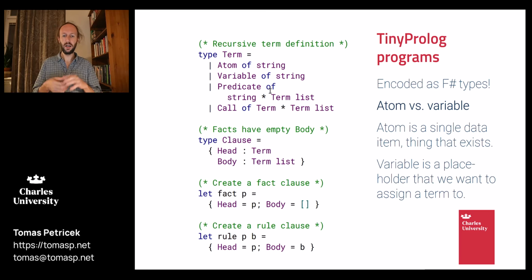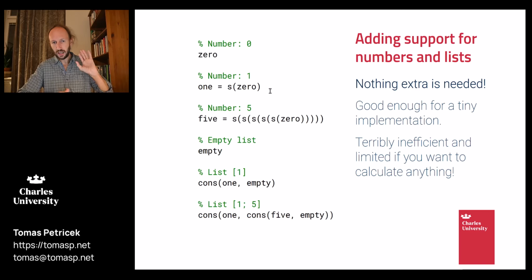Later on, we will want to do a little bit of Prolog programming with numbers and lists, and you don't actually need anything extra to do this, because we can represent numbers using the Peano arithmetic, and we can embed lists into TinyProlog using predicates. So 0 will just be an atom, and number 1 will be the successor of 0 represented using a predicate S.